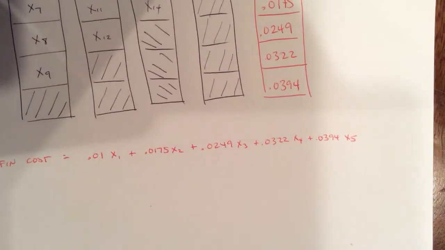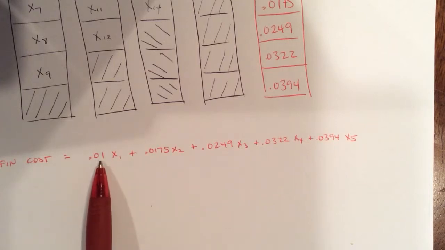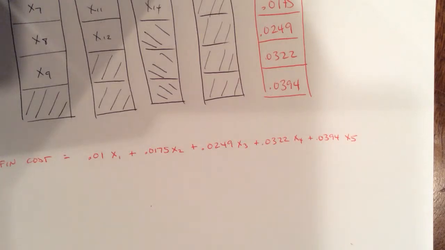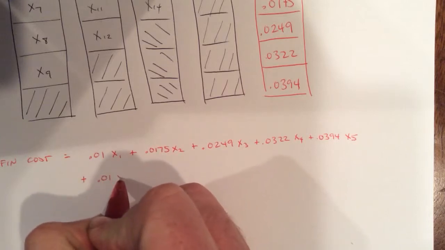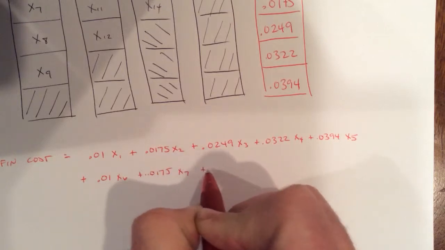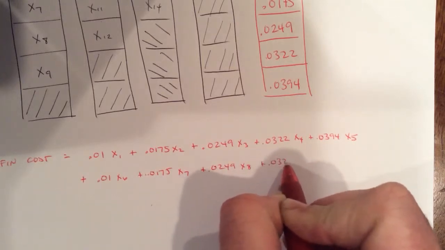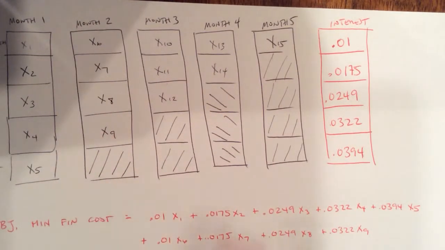So that's the financing cost of taking out loans the first month. Because if the first month I take out a 1-month loan, it'll be the amount times the interest of the total interest I'll have to pay. If you take a 5-month loan, it'll be the amount times the interest I'll have to pay. All right. So that is the first month. The second month we're going to add 0.01 times x6, 0.0175 times x7, plus 0.0249 x8, plus 0.0322 x9. All right, now there again, in the second month, there's no 5-month loan, so that part drops out of our objective function.